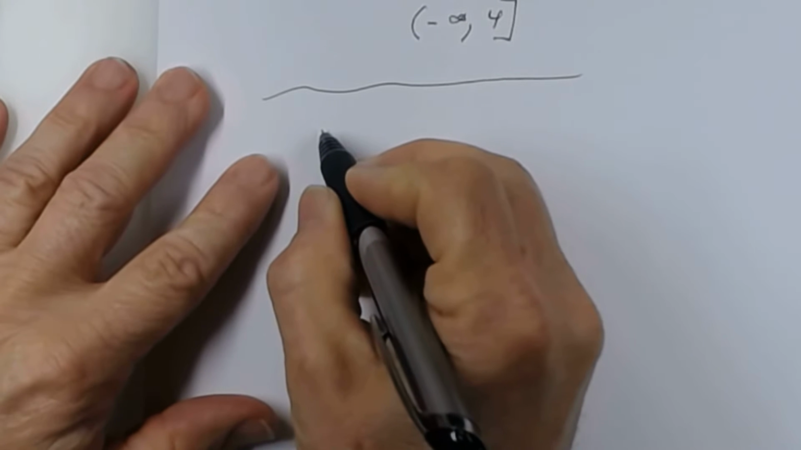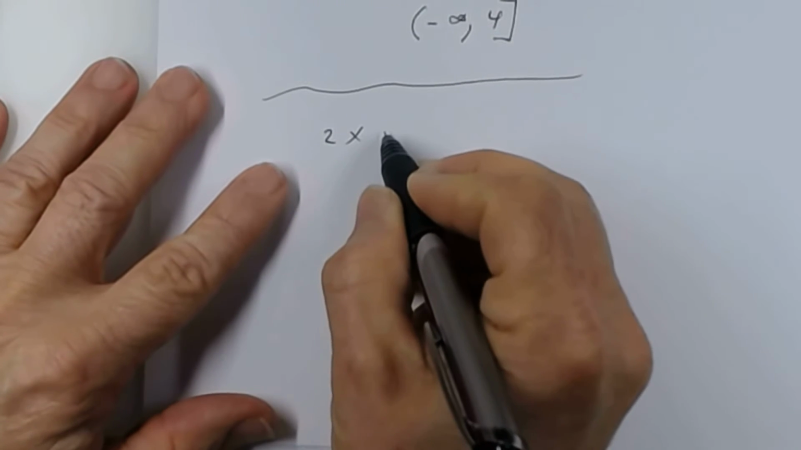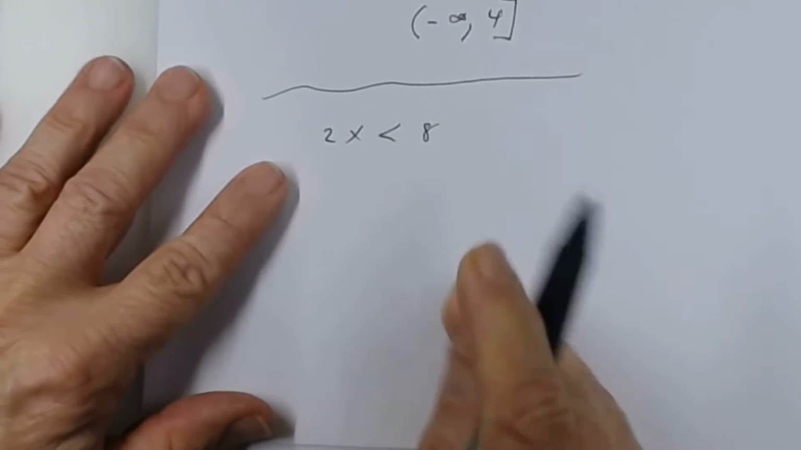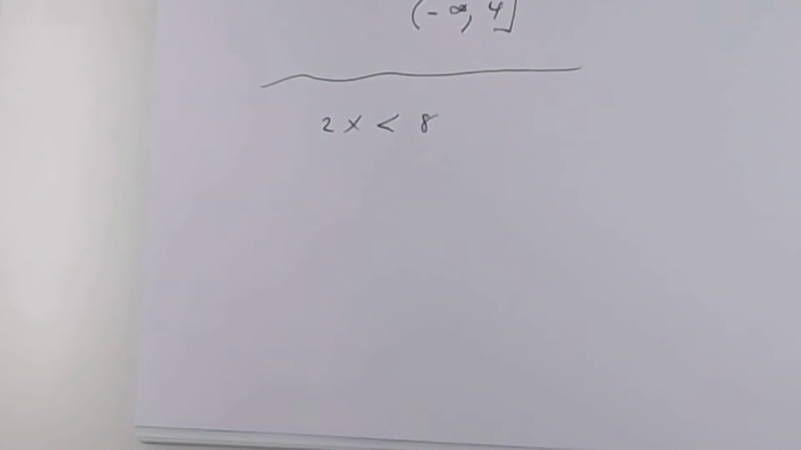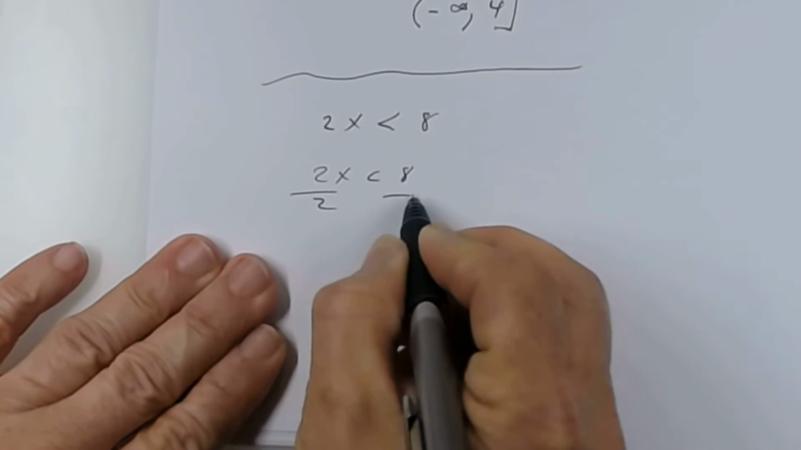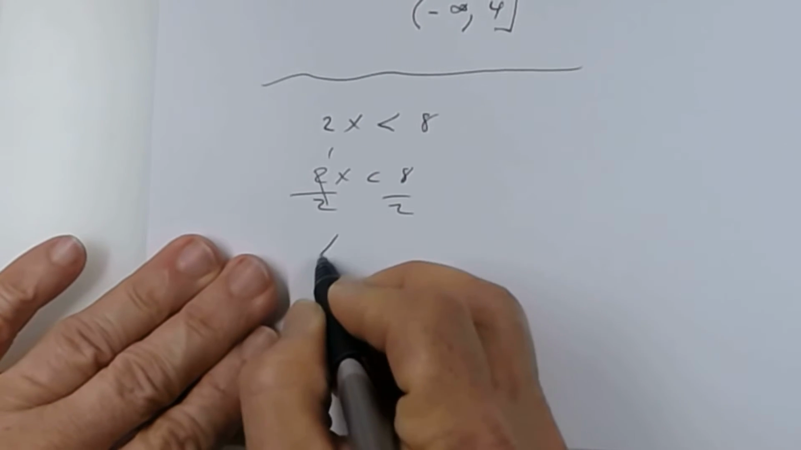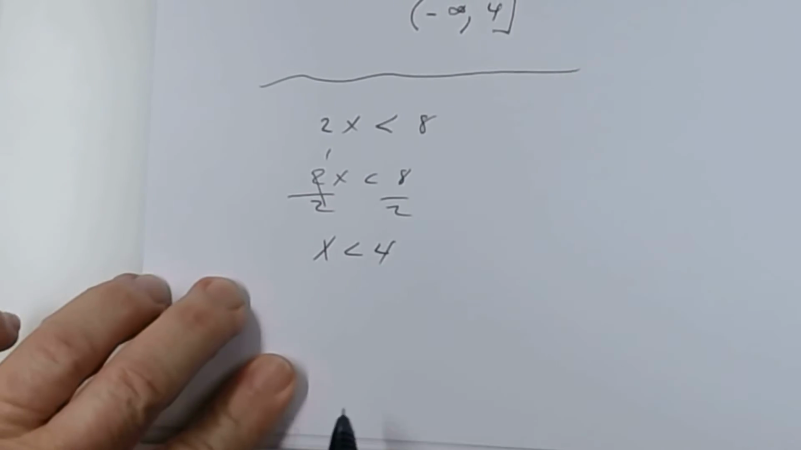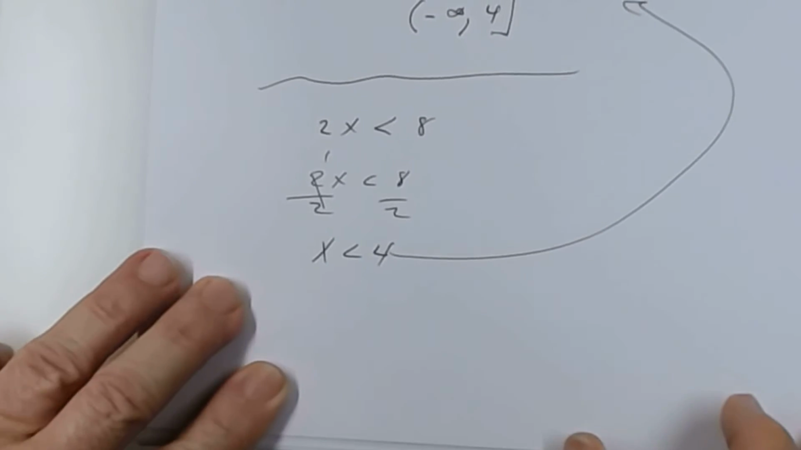If I have 2x is less than, let's say, 8. Now, this was the easy kind. 2x is less than 8. If that was an equation, how would I get x by itself? Divide by 2. What's an inequality? You still divide by 2. And so I found the solutions. All my solutions are less than what? Less than 4.